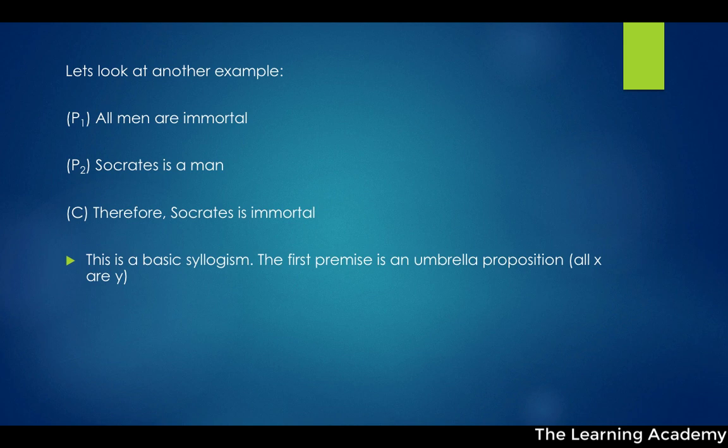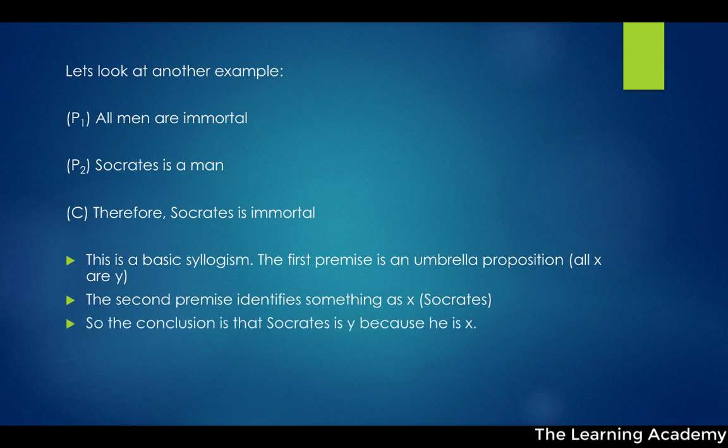So a syllogism is effectively where the first premise is an umbrella proposition. It's an umbrella term. All men are X, or all X are Y, as it is pronounced here. The second premise identifies something as X. That something in this case is Socrates. So all X are Y, Socrates is X. Therefore, Socrates is Y because he is X. That is what we are doing here, if we just break it down into its basic understandings.